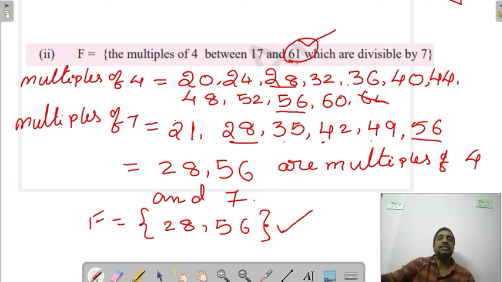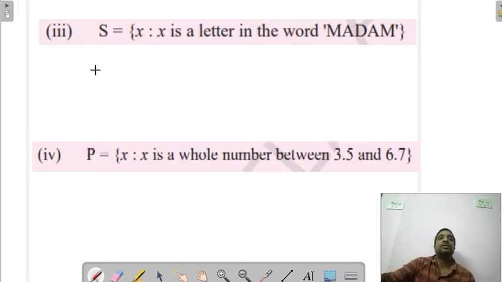So now it is listed. It is list form. Statement form is set builder form. Next, coming to the next set. So already we have done the school example. How we have written school, the same method.